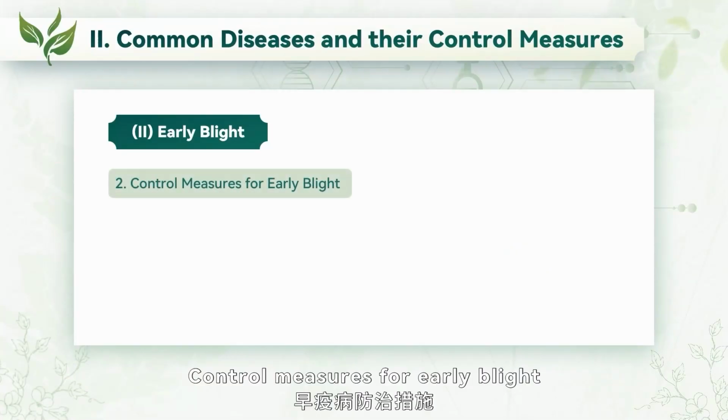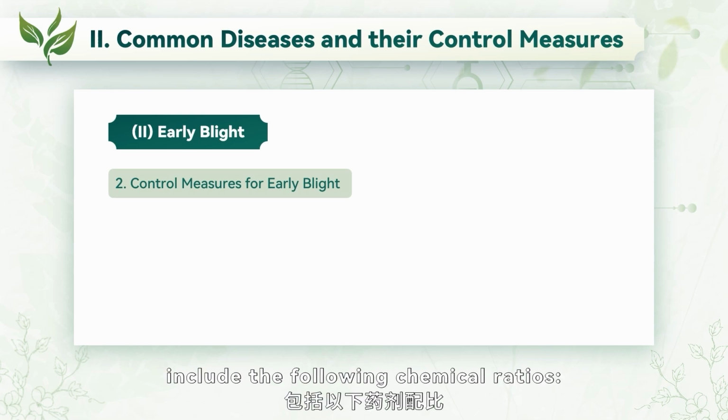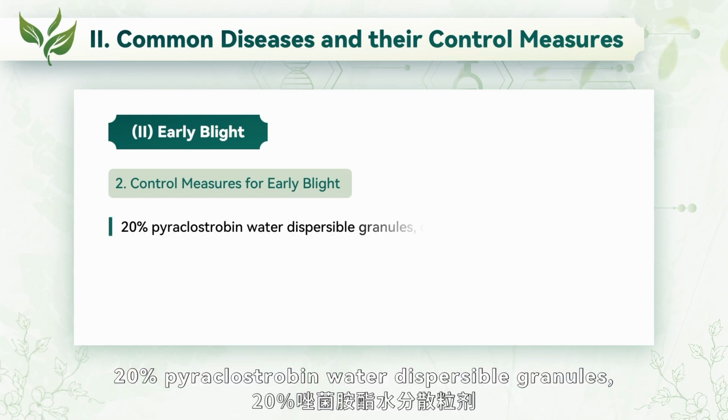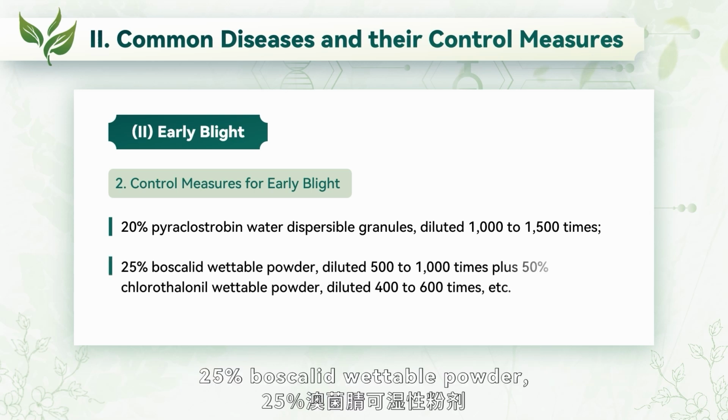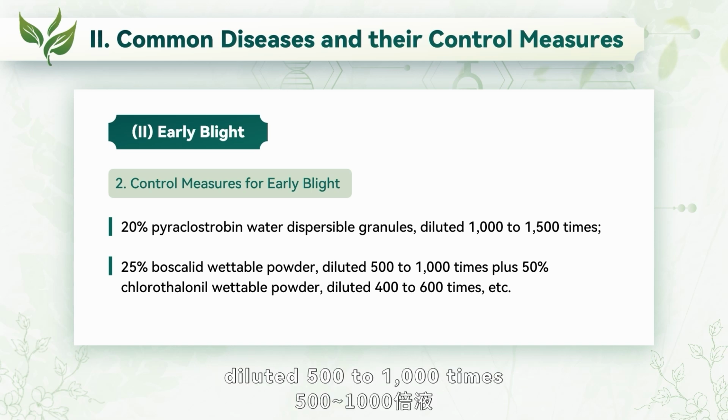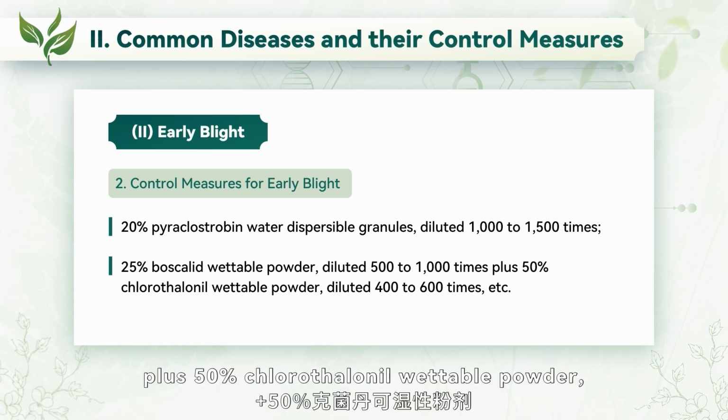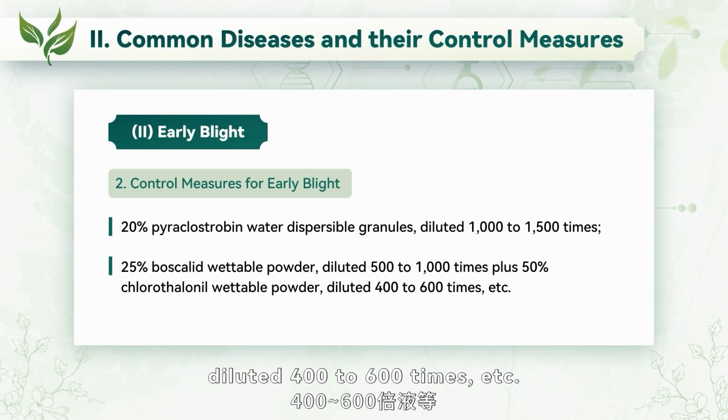Control measures for early blight include the following chemical ratios: 20% pyraclostrobin water dispersible granules, diluted 1,000 to 1,500 times. 25% boscalid wettable powder, diluted 500 to 1,000 times plus 50% chlorothalonil wettable powder, diluted 400 to 600 times, etc.